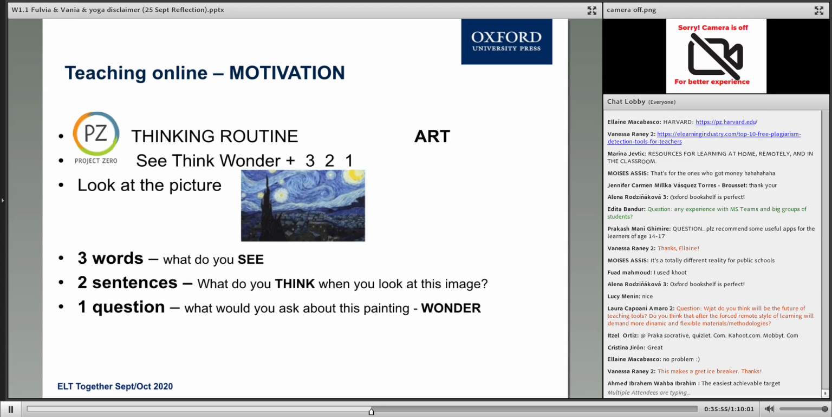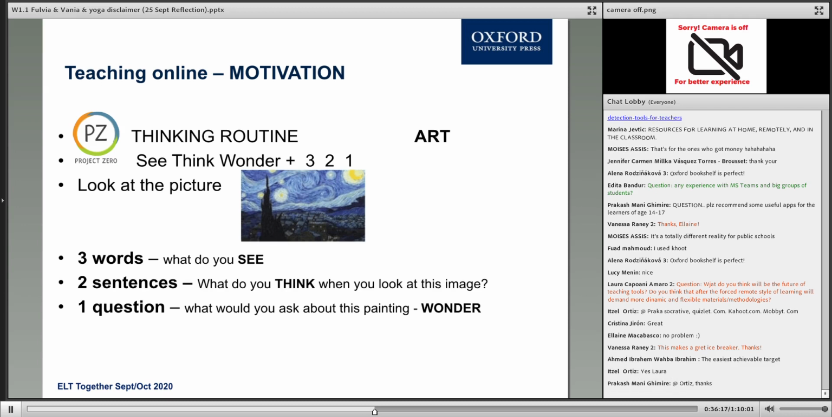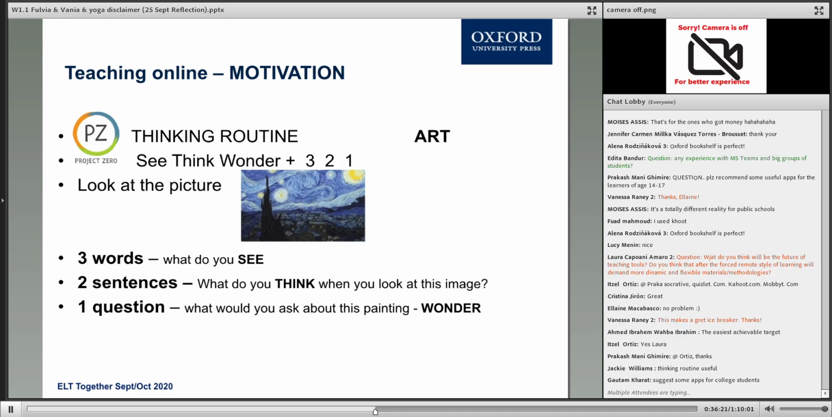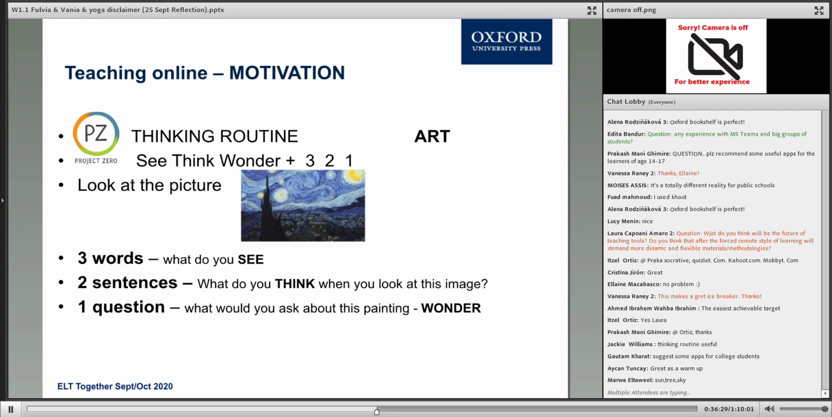There is this second thinking routine that students can look at a picture, or you can bring up a topic to the classroom, and they would have to talk about 3 words about the topic or the picture, 2 sentences, and 1 question. And here I put the 2 routines together: see, think, wonder, plus 3, 2, 1. So they would write 3 words about what they see, 2 sentences about what they think, and 1 question about what they wonder. Yeah, so that was a nice activity.